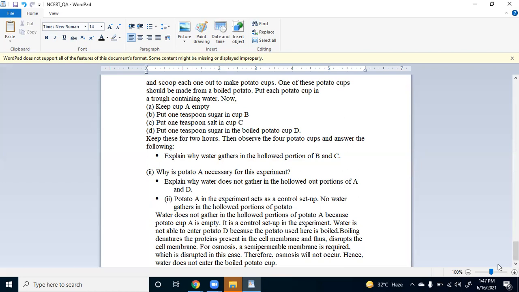Yes, exo-osmosis means the concentration of water in the surroundings is less than inside the cell. So inside the cell there is more concentration of water. So water will move out of the cell and the cell will shrink. The cell will become smaller in size. That is called exo-osmosis. And if I talk about endo-osmosis, water will enter the cell.